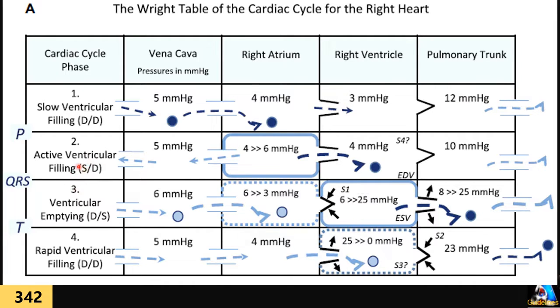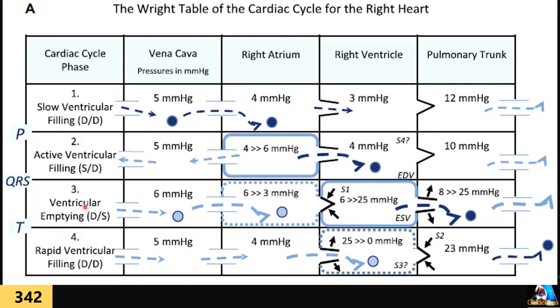In active ventricular filling on the right side, as you can see, the right atrial pressure increases due to the contraction of the right atrium. Some blood backs up into the IVC and SVC, and we can see those changes in the IVC and the middle hepatic vein, and some blood goes toward the right ventricle. Atrial pressure is still higher than the right ventricle, and the ventricular pressure is still not higher than the pulmonary artery, so blood doesn't go to the pulmonary artery.